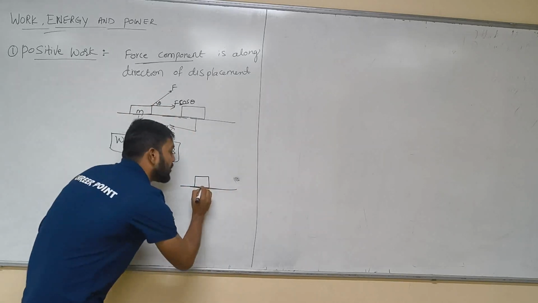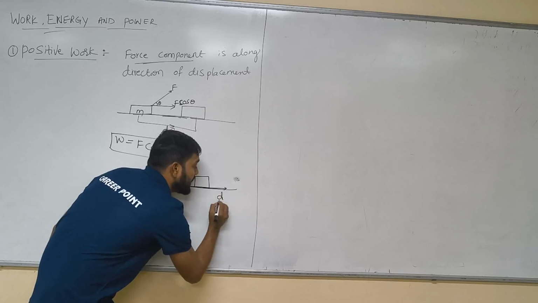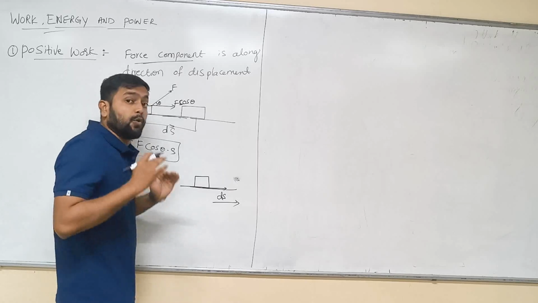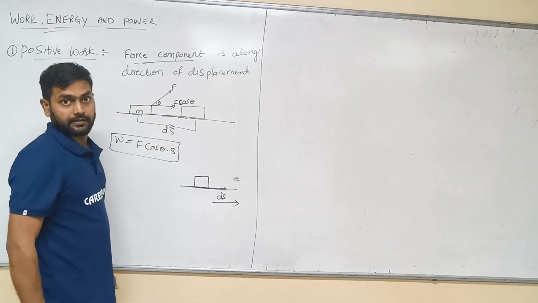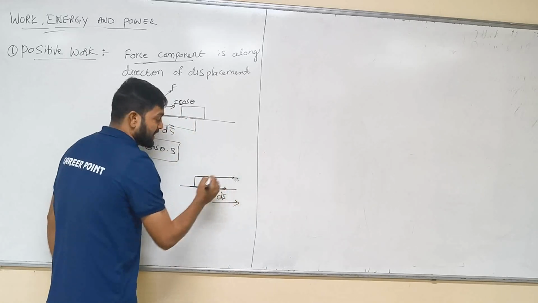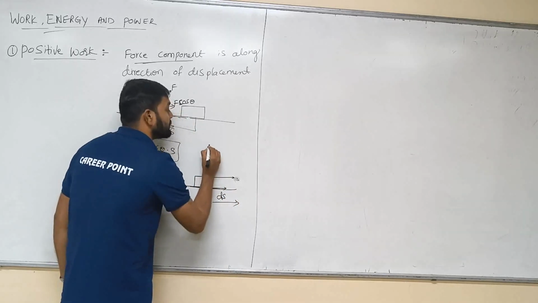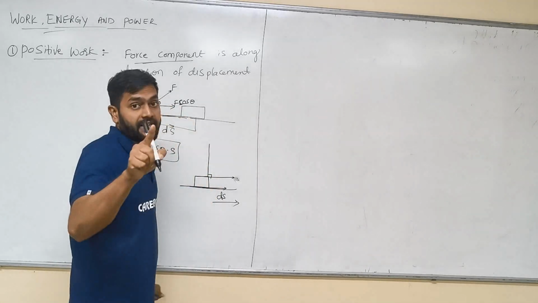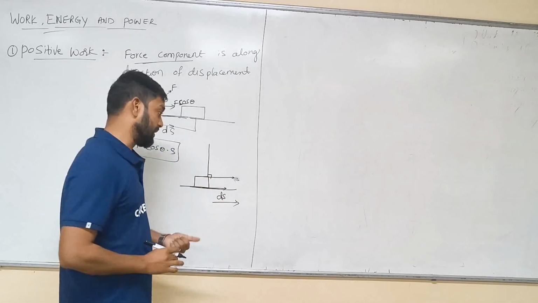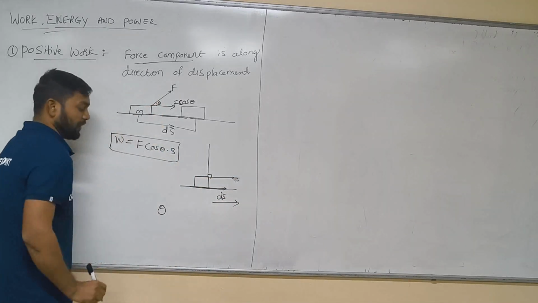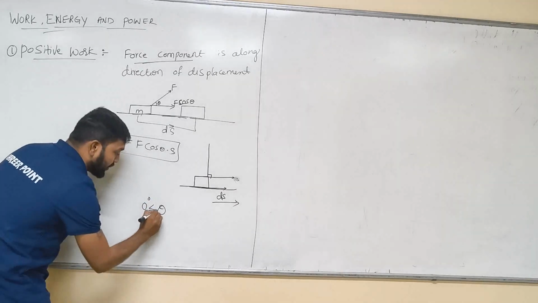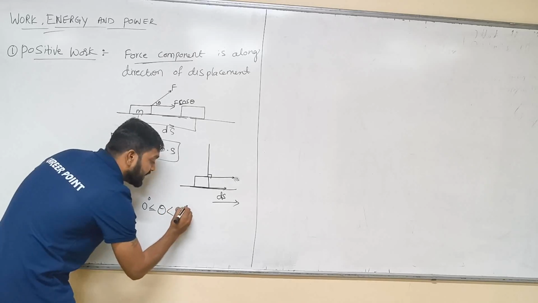If an object is moving in this direction, the displacement is in this direction. Up to where should the angle be taken? Up to 90 degrees, we can take the positive work. The angle will be equal to or more than 0 degrees and up to 90 degrees.